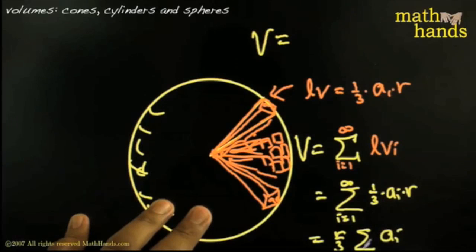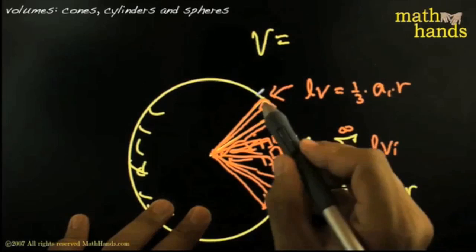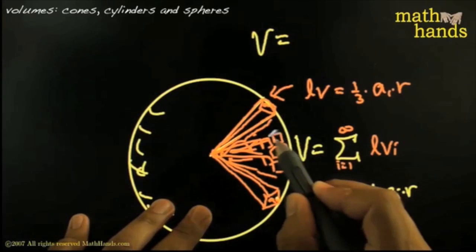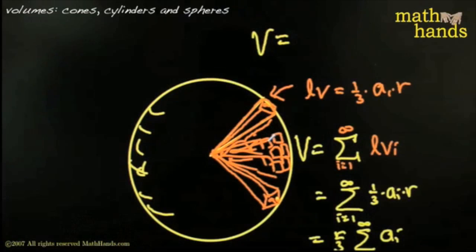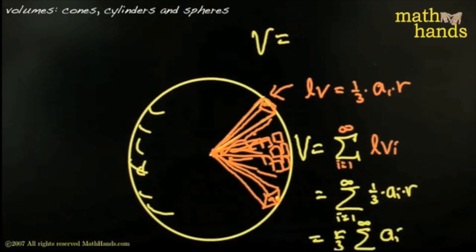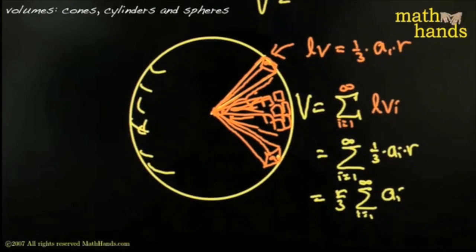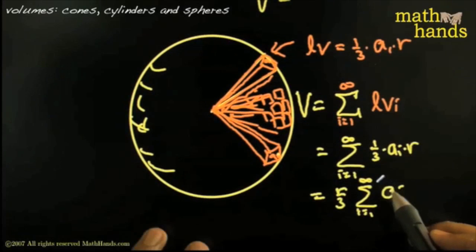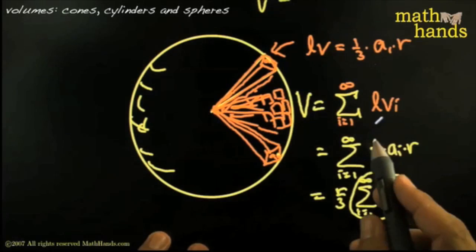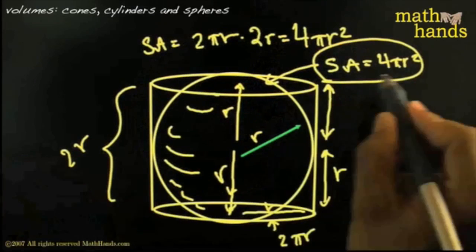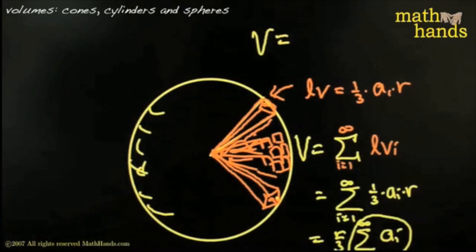And then you say, well, wait a minute, as i goes from 1 to infinity, what is the sum of all the little areas? A1, A2, A3, A4, A5. You've got infinitely many of these. That would cover the entire sphere. Right? Stop me if I'm lying. That would cover the entire sphere. So this guy right here is actually the surface area for the entire sphere, which we just got done explaining. What was the surface area for the entire sphere? 4 pi r squared.